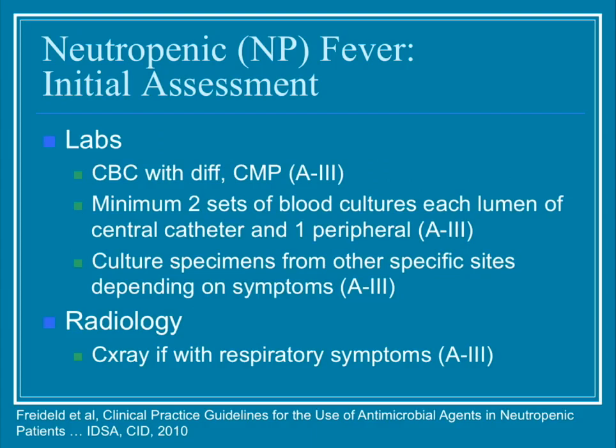Make sure you have blood cultures from each lumen of the catheter and one peripheral. So for example, we have a triple lumen Hickman in all of our allos, so they'll get 4 sets of blood cultures. If someone has symptoms, then you do cultures, like if they have dysuria, you do a UA and urine culture. If they're coughing up goobers, do a sputum culture.